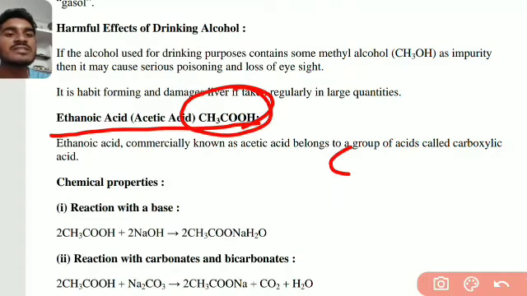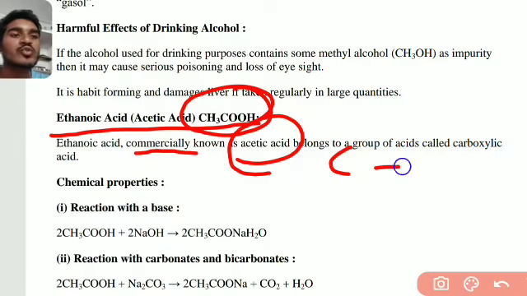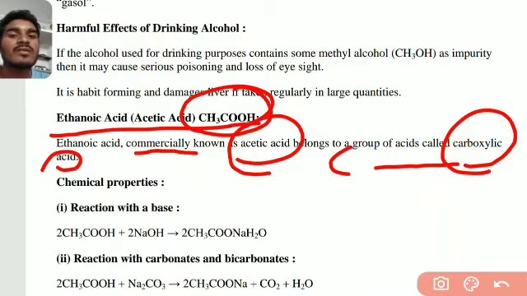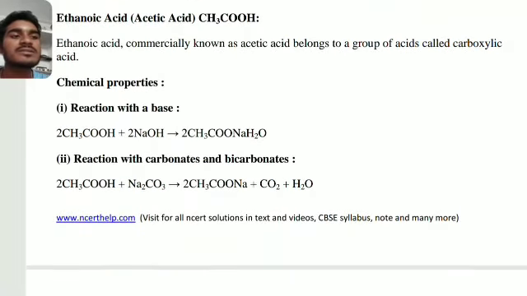CH3COOH group is called acetic acid or vinegar. A lot of names here. Next, ethanoic acid is commercially known as acetic acid or vinegar and belongs to the acid group that we call carboxylic acid. Now these are the chemical properties.